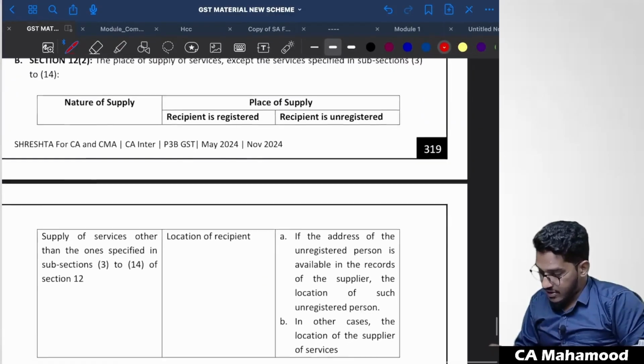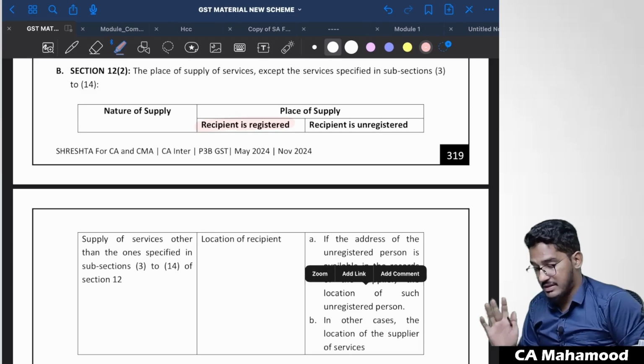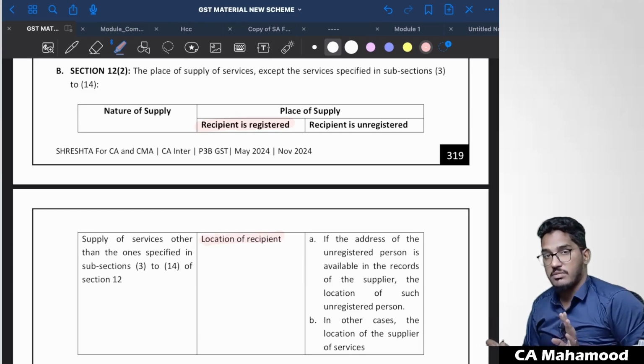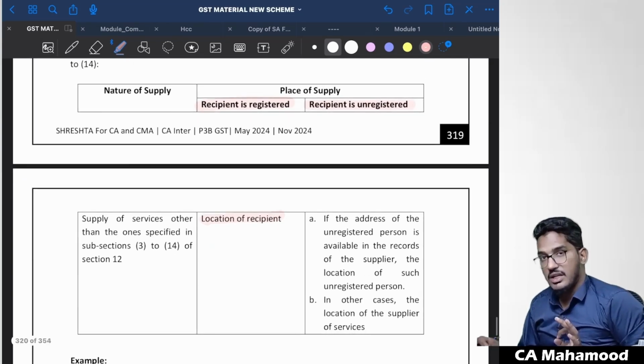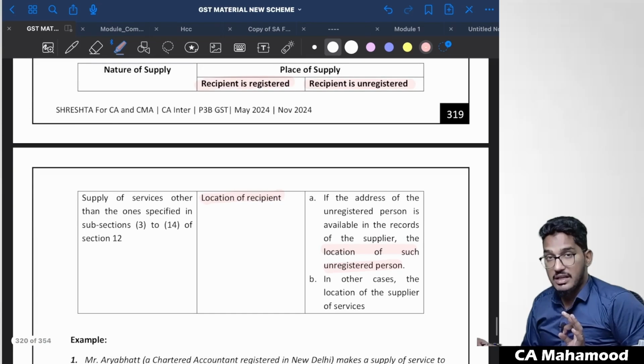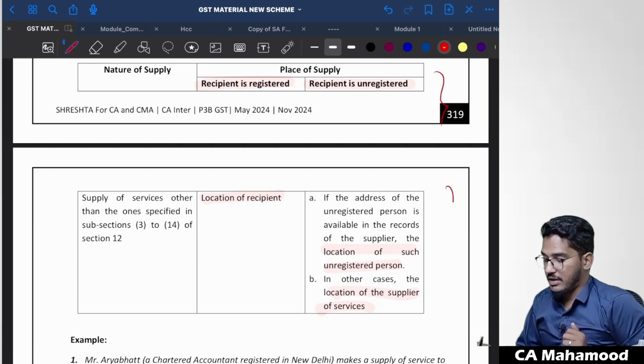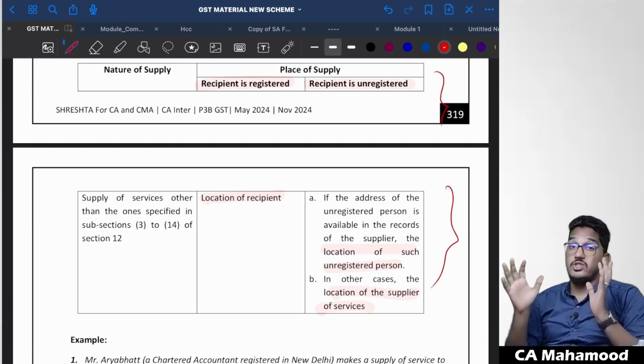Yes, see here. So in case of any other services, we have to see what is the status of the recipient. If the recipient is registered, location of the recipient will be the place of supply. Sir, what if recipient is unregistered? If the recipient is unregistered, then we have to see, is the address of that recipient available in the supplier's records? Yes, sir, available. Then the location of that recipient, location of that unregistered person. If the address of the recipient is not available, then location of the supplier. As simple as that. This you have already seen in previous cases. The same thing they try to say in 12 subsection 2. So that is actually a residuary clause.